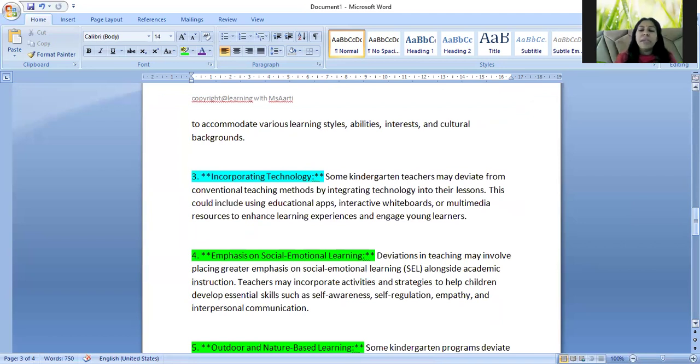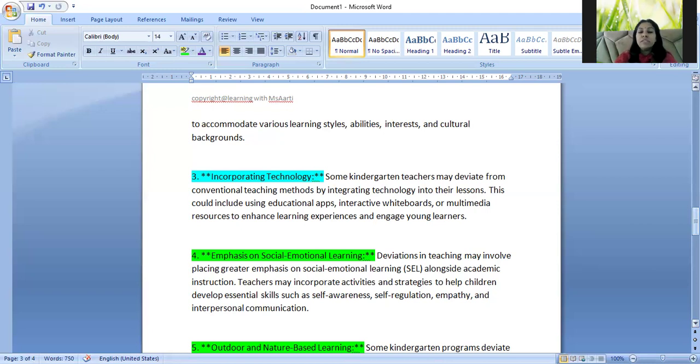Some kindergarten teachers may deviate from conventional teaching methods by integrating technology into their lessons. What's the harm in that? It's good. This includes using educational apps, interactive whiteboards, or multimedia resources to enhance learning experiences and engage young learners. What we are demotivating here is distraction, and what we are motivating is engagement. Every teacher has his or her own way of engaging the children. So incorporating technology will definitely be a deviation in each and every section. So I'm giving a thumbs up to this.